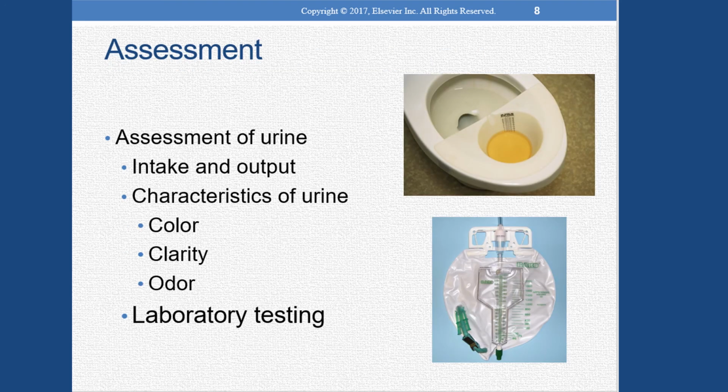And then when we're talking about assessment, remember we want to know the characteristics. We want to follow intake, output, color, clarity, odor. These can all be indicative of different issues with our urinary tract system.